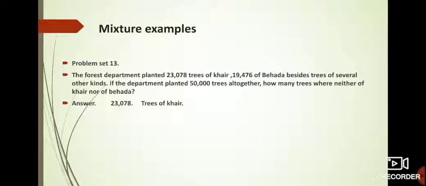If the department planted 50,000 trees altogether, how many trees were neither of khair nor of beda? Means that the forest department's total planted trees are 50,000. Out of that, 23,078 saplings of khair and 19,476 saplings of beda, and some other kinds of saplings also they planted. So we have to find those other kinds which are neither khair nor beda, students. So first of all, what do we have to do?